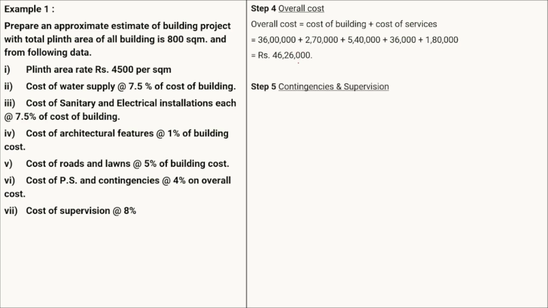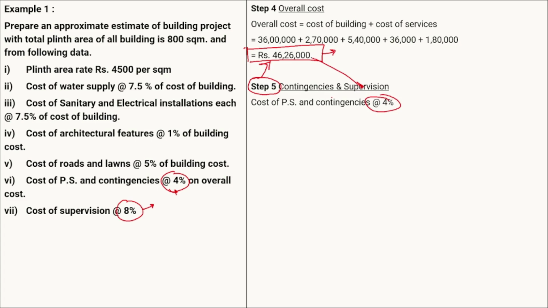Okay, so next, step 5 will be the contingencies and the supervision. For step 5, whatever the contingency is, we take it as a percentage of the overall cost. The contingencies are given as 4% and the supervision charges are given as 8%. This percentage we are going to take as a percentage of the overall cost. So for the contingency, it is given as 4%. So 4% of this 46 lakh 26,000 will be the cost of the contingency.